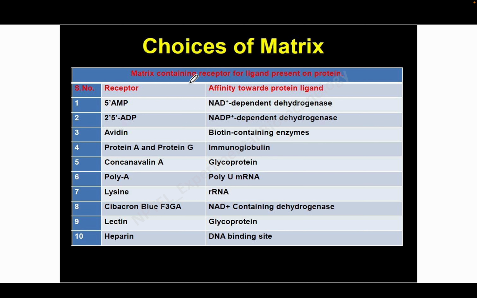So the matrix contains a receptor for a ligand present on the protein. Receptor 5' AMP has affinity towards the protein ligand NAD+ dependent dehydrogenase; 2',5' ADP for NAD+ dependent dehydrogenase; avidin for biotin-containing enzymes; protein A and protein G you can use for immunoglobulin; concanavalin A you can use for glycoprotein; poly U you can use to purify poly A mRNA; lysine you can use for rRNA; lectin you can use for glycoprotein; heparin you can use for DNA binding sites.